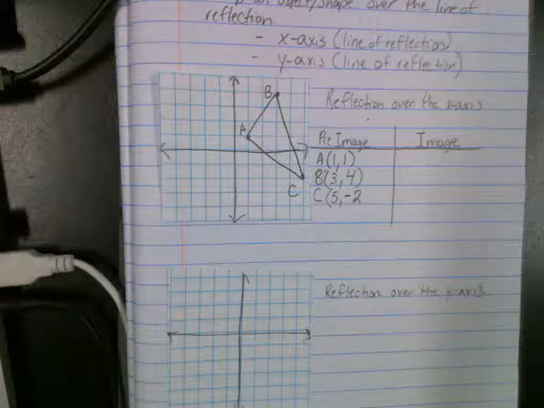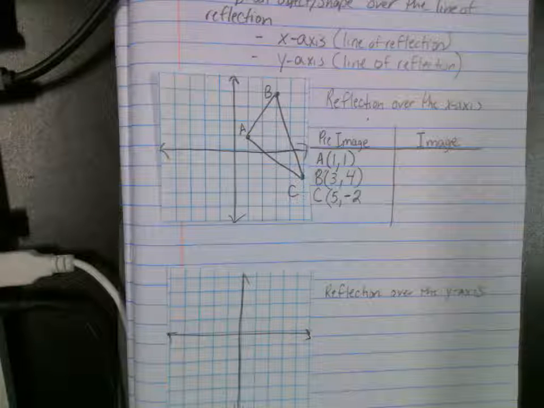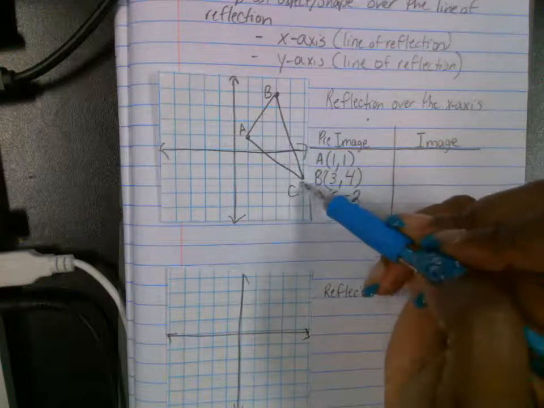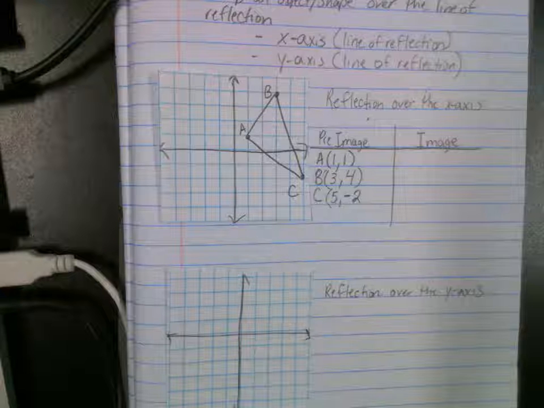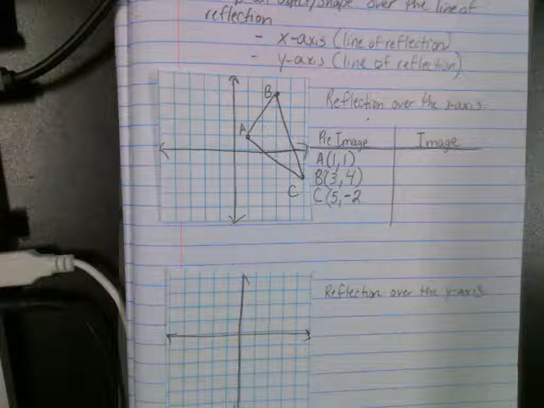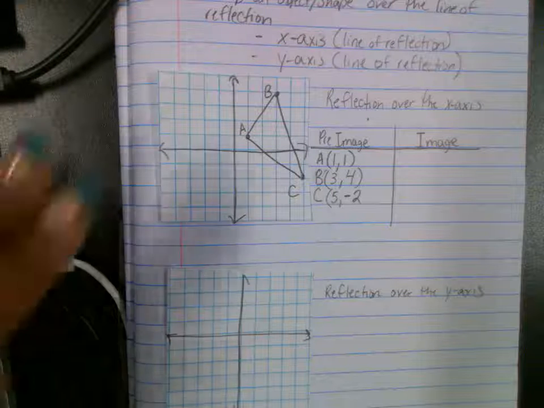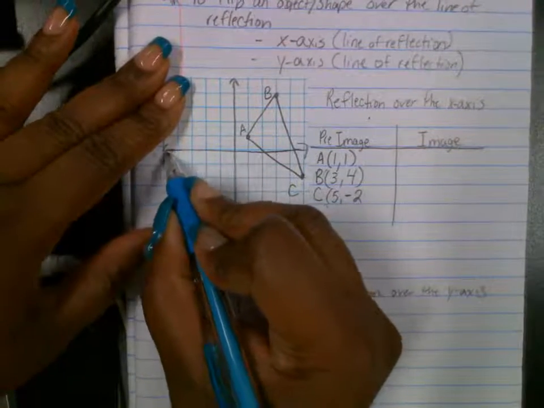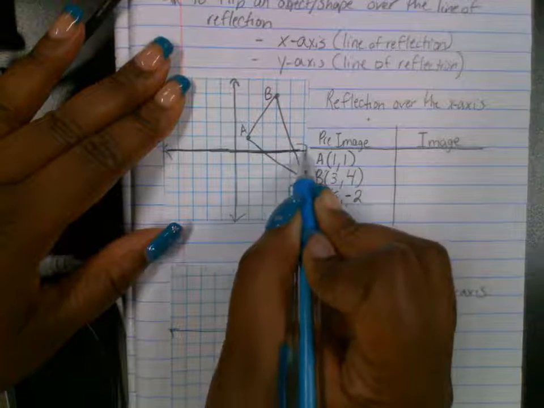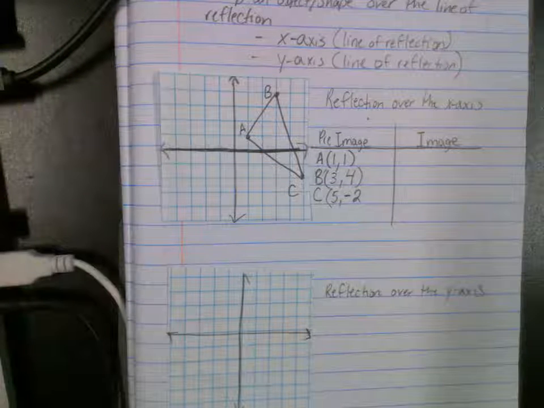That's your pre-image. Even if you didn't draw it, how do you know it's your pre-image? Because it doesn't have any tick marks on these letters. This is your pre-image. Now we want to figure out what our image is. Let's flip it over the x-axis. I'm going to retrace the x-axis so that I know this is the line of reflection now. This is the line that I'm going to flip it over. Okay? I made that just a little darker.